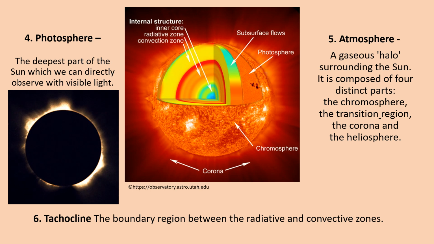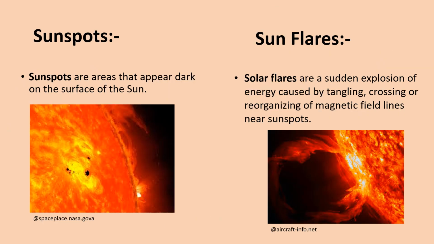So this leads us to the last layer of the sun, which is the tachocline. Basically, it is not the final layer; it is the middle layer between the convective zone and the radiative zone. The tachocline basically separates the two layers, which are the convection zone and the radiative zone. So, apart from the layers of the sun, there are some events which happen on the sun's surface. We are going to talk about these events.